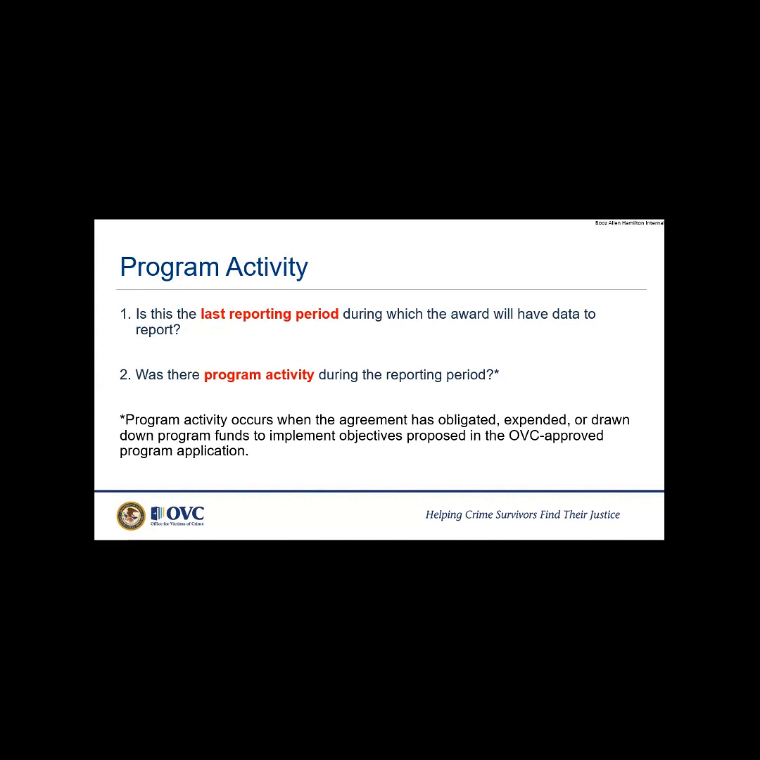You might still be completing some sort of work and you will include that in your semi-annual narrative responses. However, if you did not spend any funding for that reporting period, there is no need for us to receive data from your organization, whether at the subgrantee or the grantee level. Because again, as I mentioned previously, OVC is only interested in the data that's being reported on OVC funding that is being used. So if there was a quarter where no funding was used, there should not be any data associated with that report. And you would be responding to this question saying, no, there was no program activity.